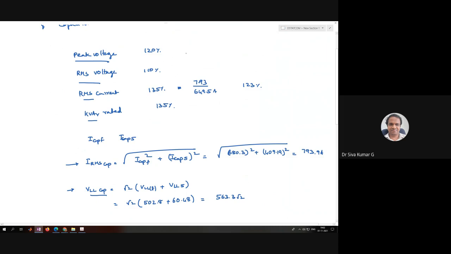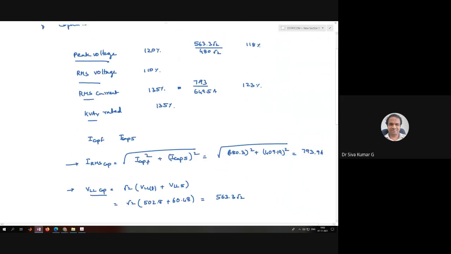The peak voltage is 563.3 into root 2, divided by the capacitor voltage, which will be 480 into root 2. We get 118 percentage. It is also well within the limits.